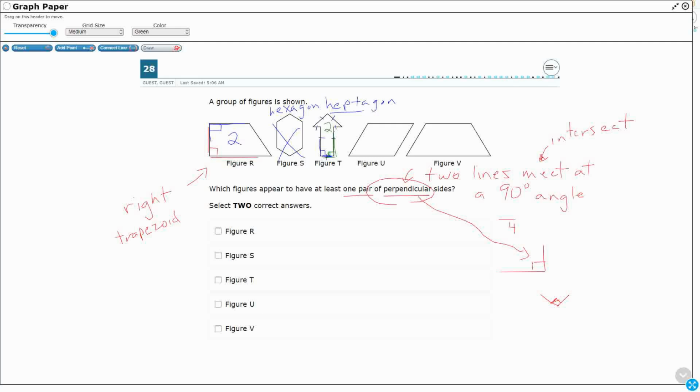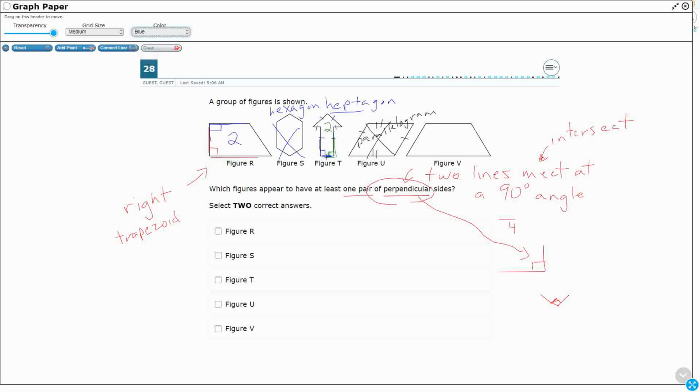So what do we have for figure U? Figure U is a parallelogram, right? That's got two sets of parallel sides. This side right here, and then the top and the bottom. But it has obtuse angles, it has no right angles. It does not have any perpendicular sides. There are no right angles. So we're not going to work here.